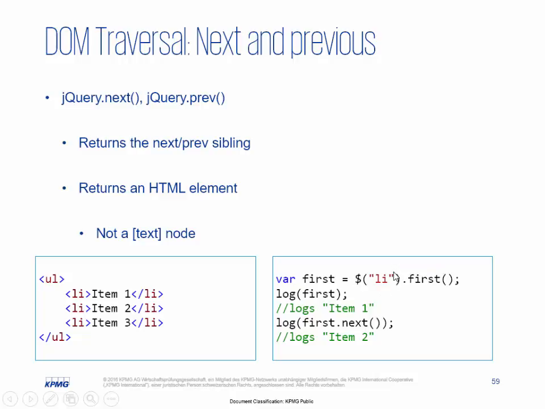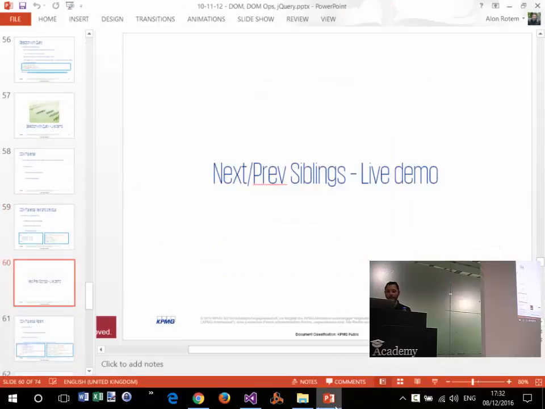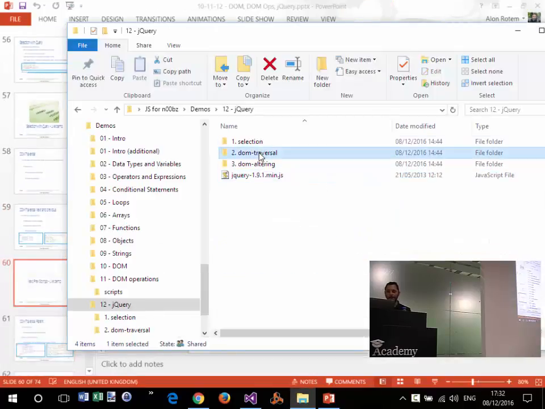So, in this example, what we're doing, we're getting the first list item, so we're getting all the li elements on the page as a collection, and we're calling first to get the first of them. So we will get this one. And then we're going to the first dot next, so we are in this element, we're going to the next sibling, and we're printing out number 2. So just as easy as this.